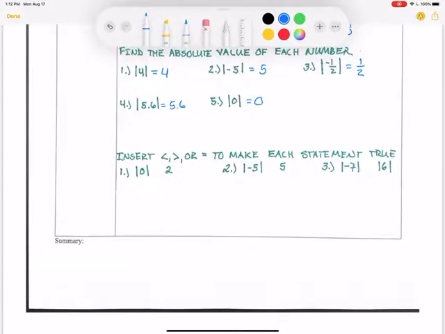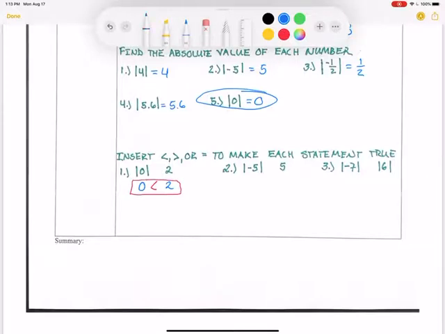In the next set of examples, we're going to insert less than, greater than, or equal to signs to make each statement true. So I have the absolute value of 0, and I have 2. Well, if we look back at example 5, the absolute value of 0 is 0. So I know that this is 0 and this is 2. And 0 is less than 2. So this would be my answer.